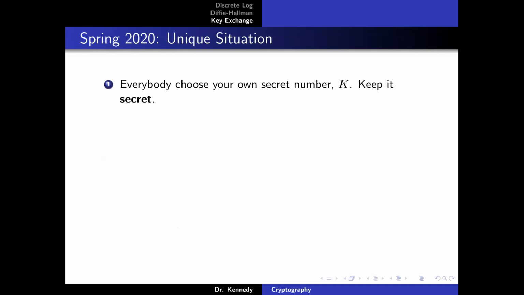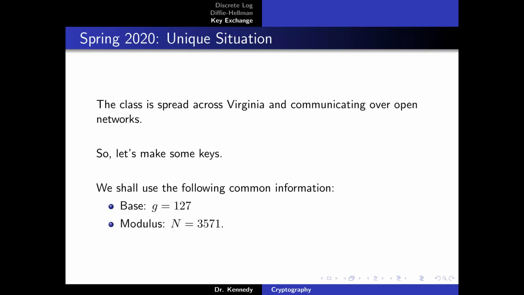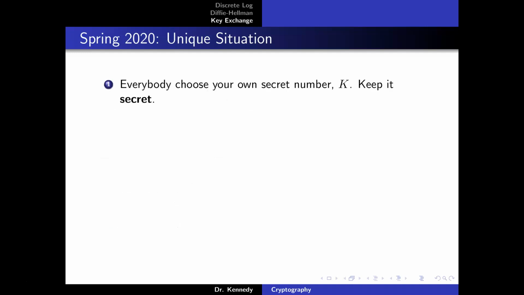Every one of you is going to choose a secret number. We'll call it K. Keep it secret. Can't stress that enough. Now, that number K should be less than the modulus, so it should be less than 3571. If it isn't, it doesn't make any difference. It'll just get reduced mod something or other, based on the Euler phi of 3571. But you should choose something smaller than 3571. So you choose that secret number.